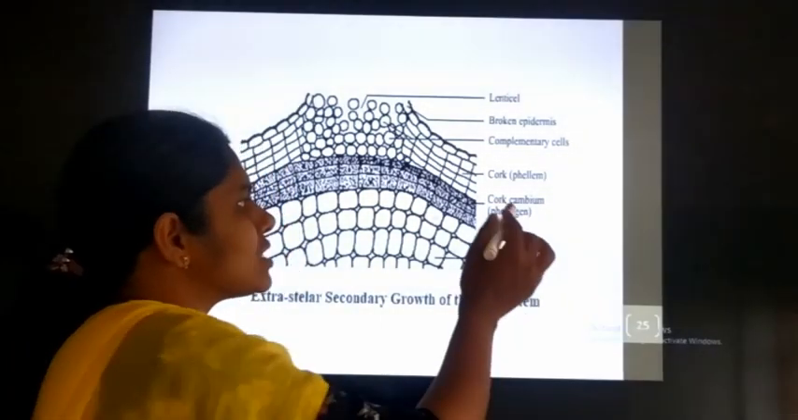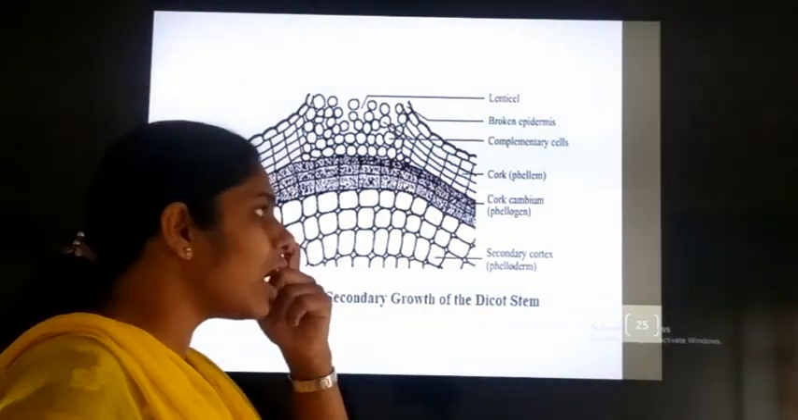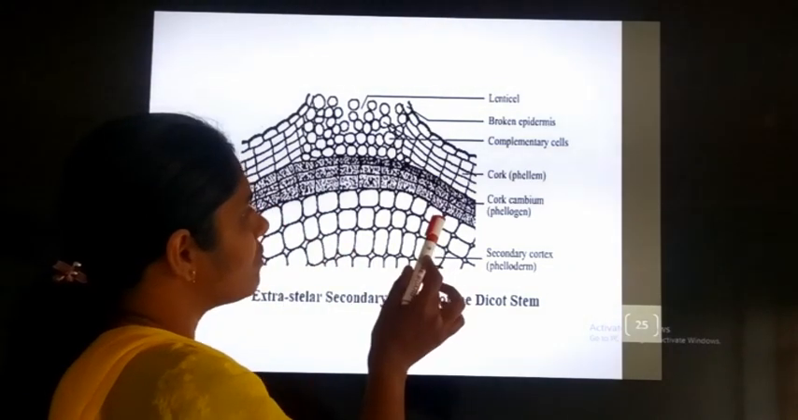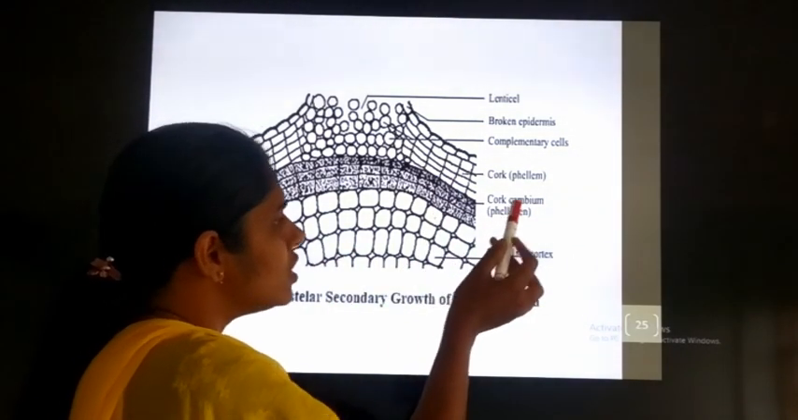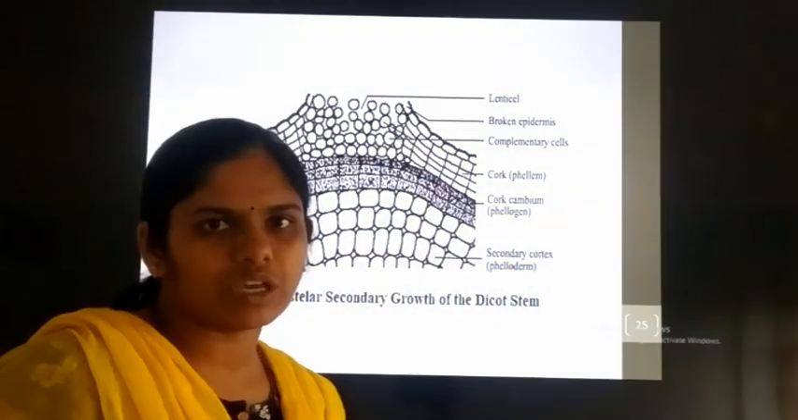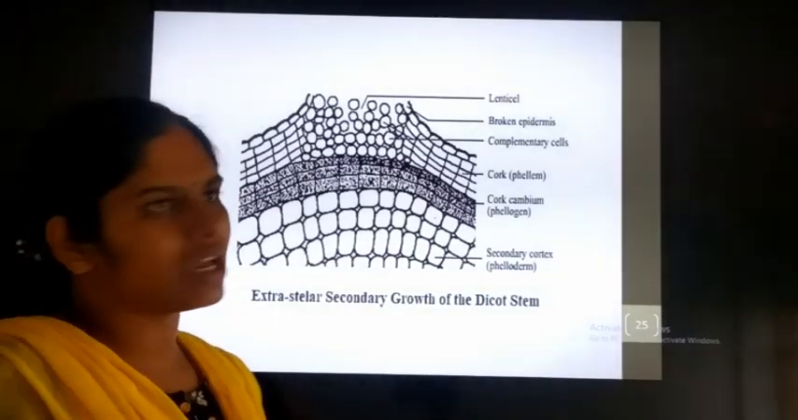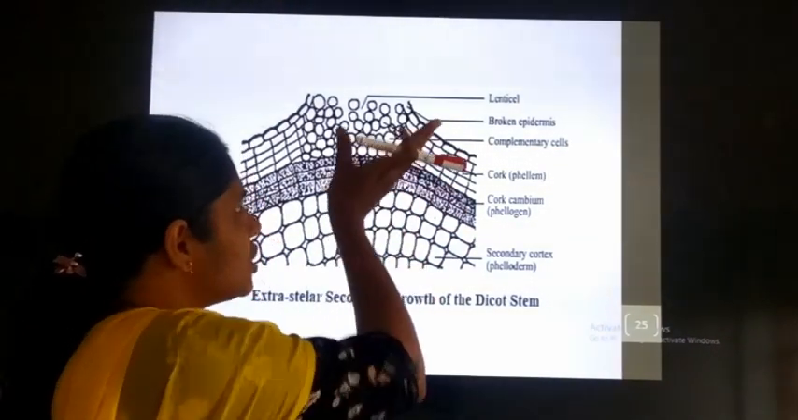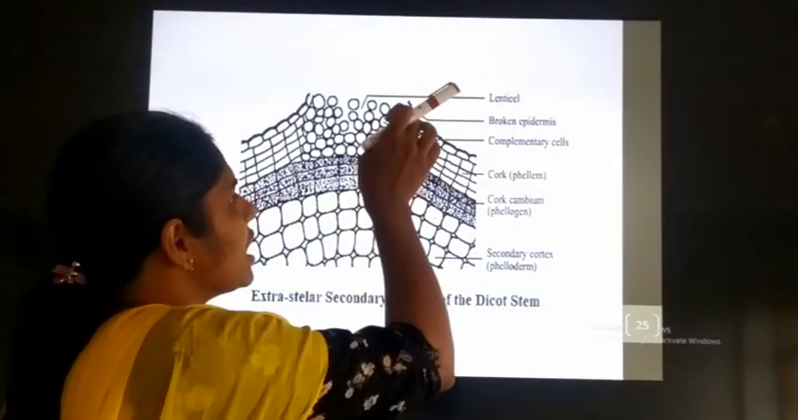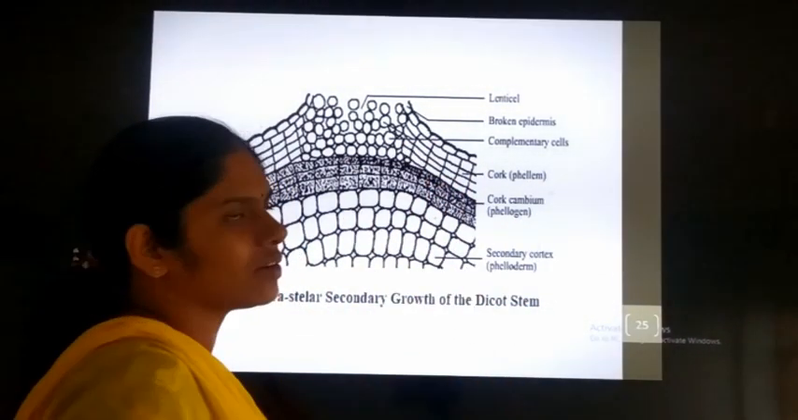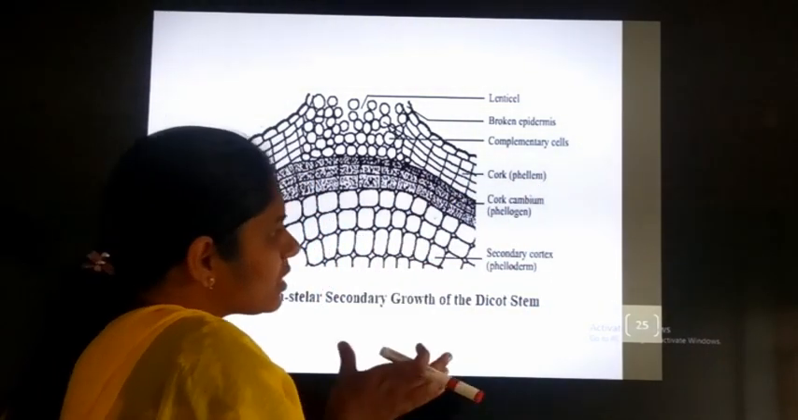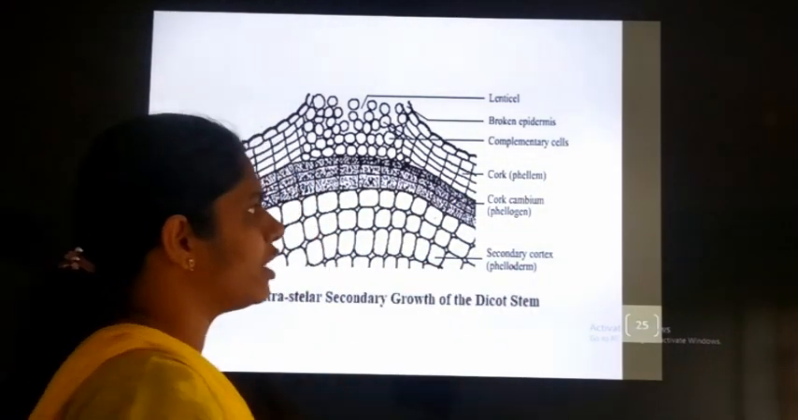That new cambium formed in the cortex region is called the cork cambium. The cork cambium cuts off cells towards the epidermis and towards the pith region. Towards the epidermis, it is called cork, otherwise called phellem. Towards the pith region, it is called phelloderm.